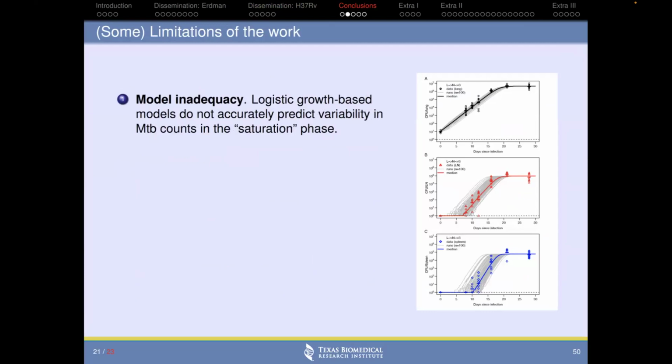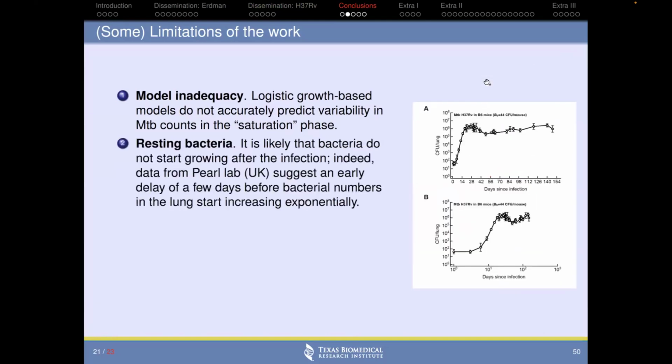There are a few limitations. I like always pointing out limitations of what I do. One of the limitations is that you notice in my model, I used logistic growth to describe the kinetics of bacterial replication. Even though it fitted the data perfectly fine, you can see that the model did not explain the very high variability of bacteria that we find at about 28 days post-infection. This variability I could explain in stochastic simulations, but I couldn't explain this part. And I think that's because the logistic model that I used is just not adequate for that purpose.